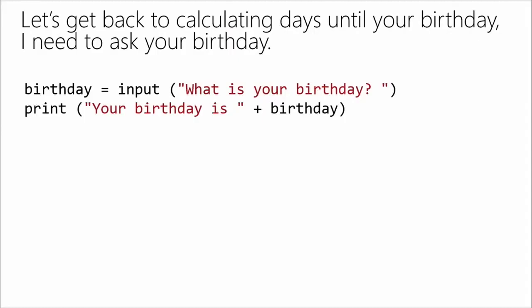Now, in order to do this, the first thing that we're going to need is to know what your birthday is. We already know how to ask people for a value. We just use our input function. Now, pop quiz, what's the problem with input when it comes to data types? Input always returns a string. We ran into this when we were talking about number variables earlier.